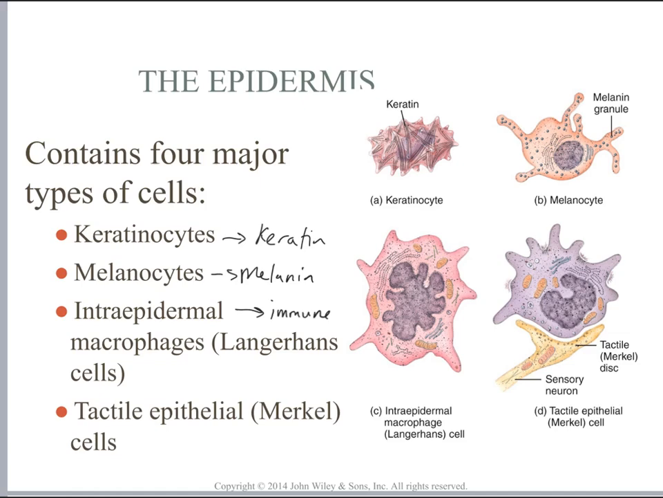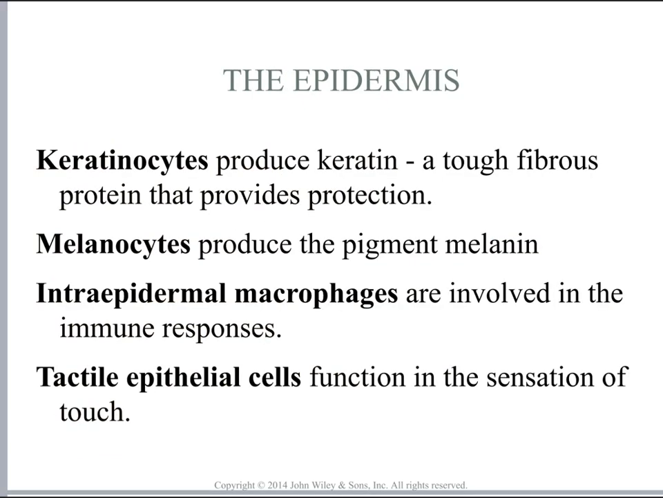The last cell we're going to look at are tactile epithelial cells. They're called Merkel cells. So these are oval-shaped mechanoreceptors, and they're essential for light touch sensation, and they're found specifically in our skin.